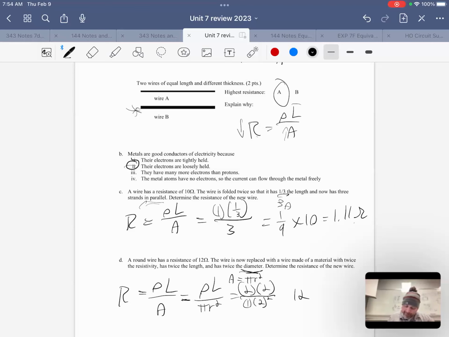All right. Let's move that 12. So simplifying that leaves me 4 over 4, which is just 1, times 12. So it is still 12 ohms. Again, very tricky one. Hopefully this was helpful.